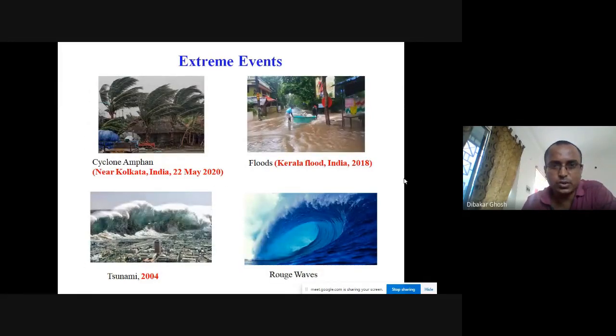Before showing the results or mathematical formulation of extreme events, or how to study them, I will show some natural events which we call extreme events. The first one is cyclone. We already know, just 2 months ago, we faced this problem near Kolkata. Also the flood in 2018, the Kerala flood, the tsunami in 2004, and rogue waves. All these events we call extreme events. Why we call them extreme events, I will discuss later.